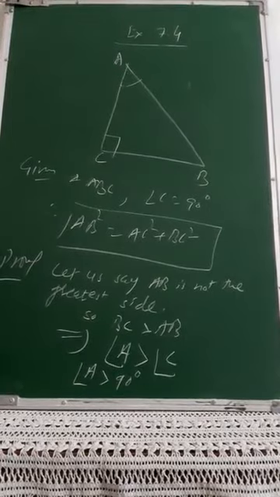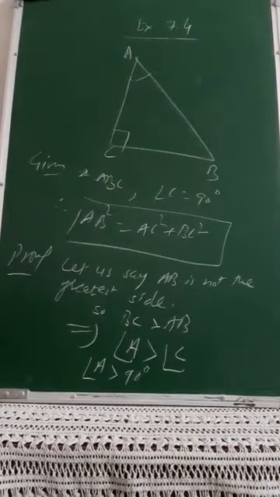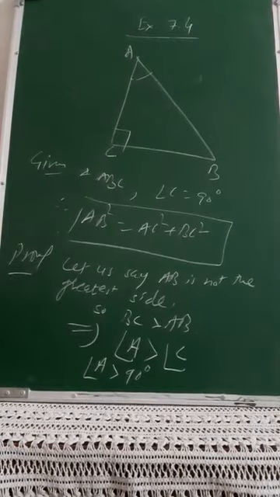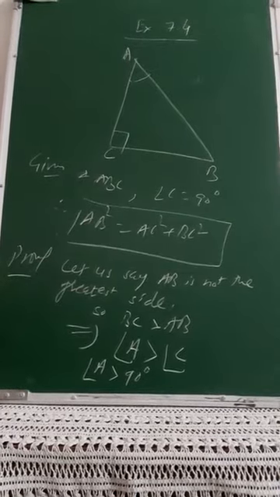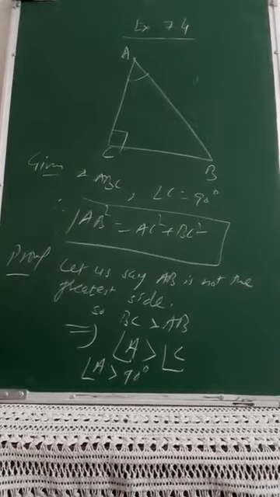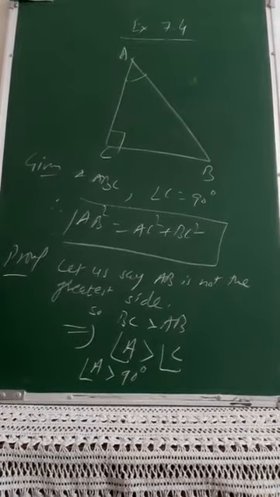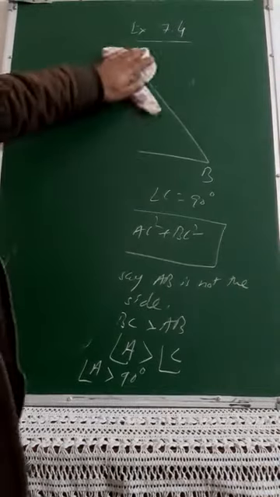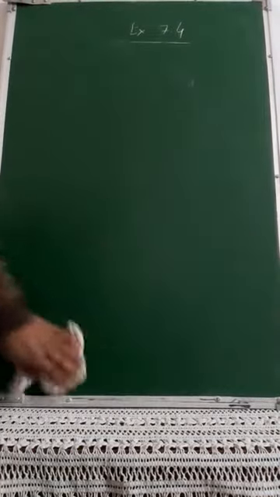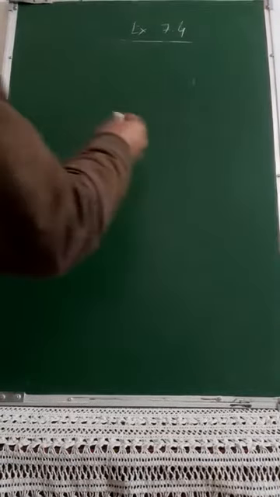Now I will take you directly to the last question of this exercise, because these two questions are interconnected somewhere. That is, show that of all line segments drawn from a given point not on a line, the perpendicular line segment is the shortest length. That you also did somewhere in class 7.